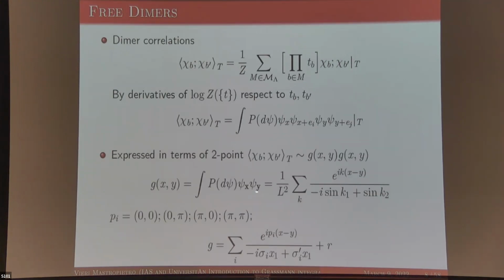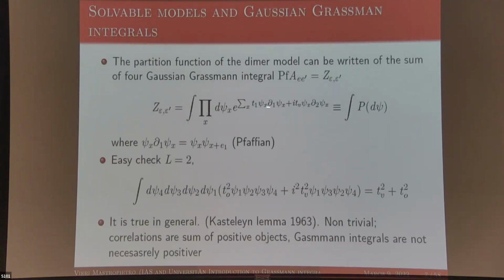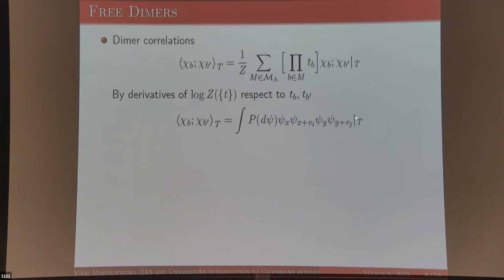So now you compute the 2 points. This is also very easy to get this formula. It's also a very easy computation. You pass to Fourier transform. What was the line with the capital T there? The T means truncation.